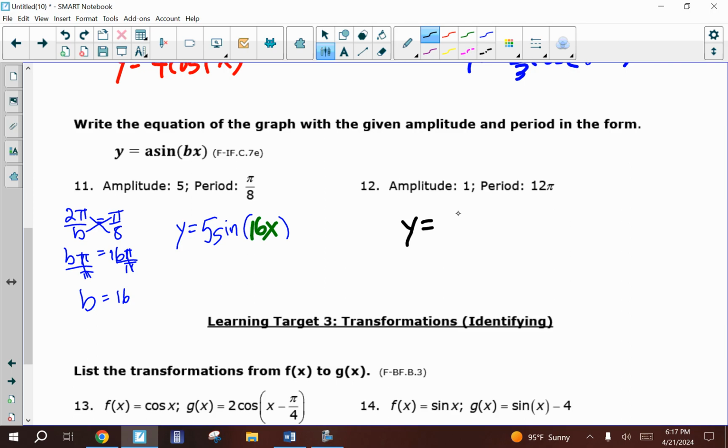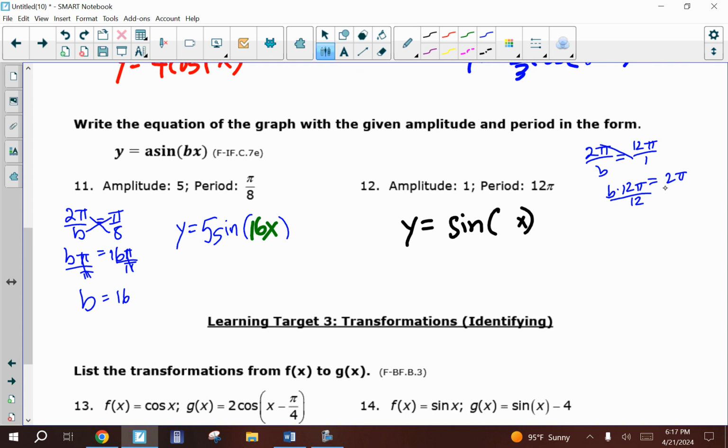Okay, next one, amplitude is 1. So if the amplitude is 1, you don't have to write anything. You could just write the sine. We're going to have an x in here, but we've got to figure out what number needs to go in front. So I'm going to again do the little cross multiply thing that we've been doing. So it's 2 pi over b is equal to 12 pi. Put this over 1. So b times 12 pi equals 2 pi.